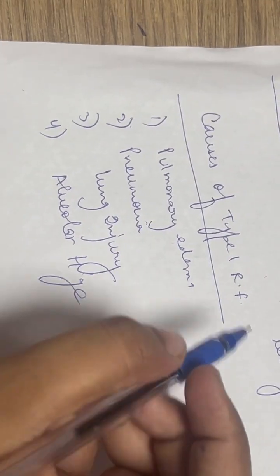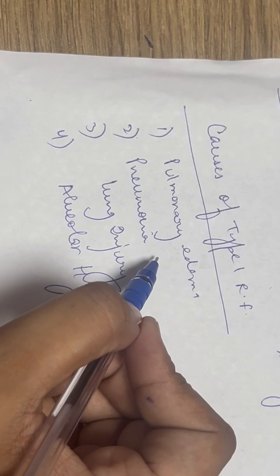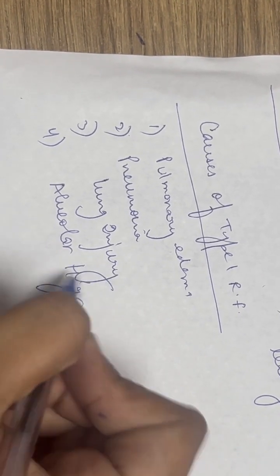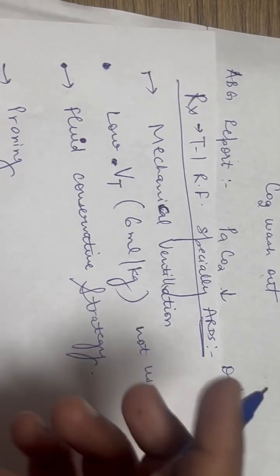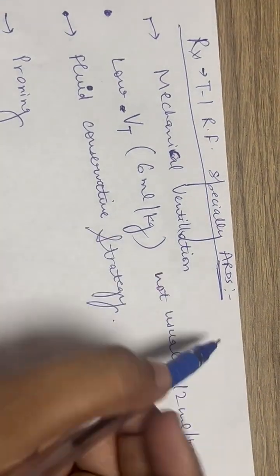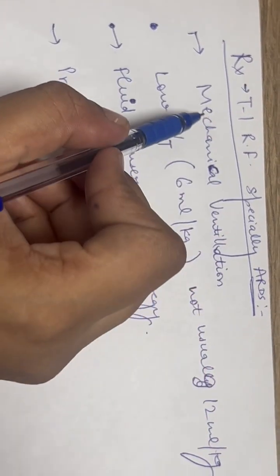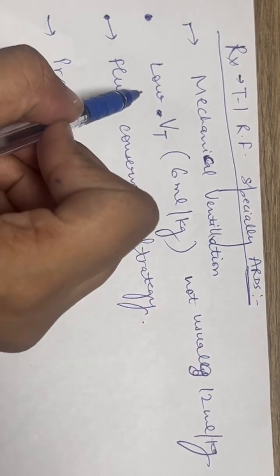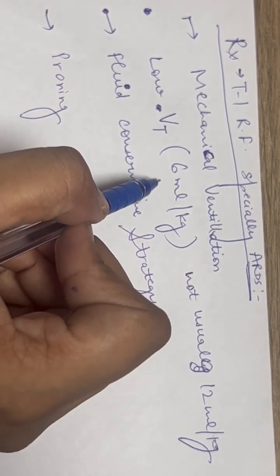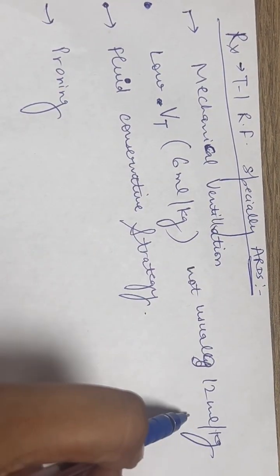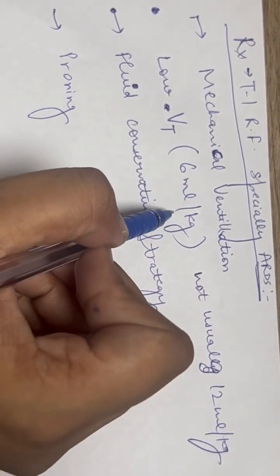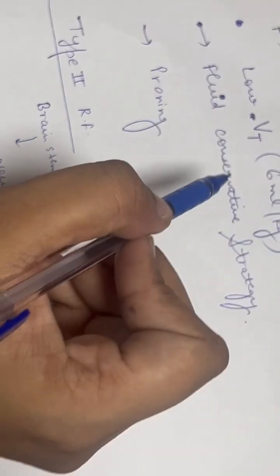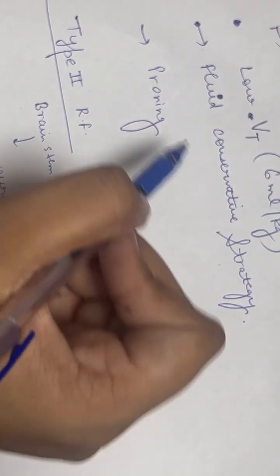Now, what are the causes of type 1 respiratory failure? One is pulmonary edema, second is pneumonia, third is lung injury, and fourth is alveolar hemorrhage. So let me take you to the treatment part of type 1 respiratory failure, and especially ARDS, acute respiratory distress syndrome. We have to do mechanical ventilation, in which we have to keep low tidal volume, that is 6 ml per kg. Usually it is 12 ml per kg, but we have to keep it at 6 ml per kg. Then we have to do fluid conservative strategy and proning.